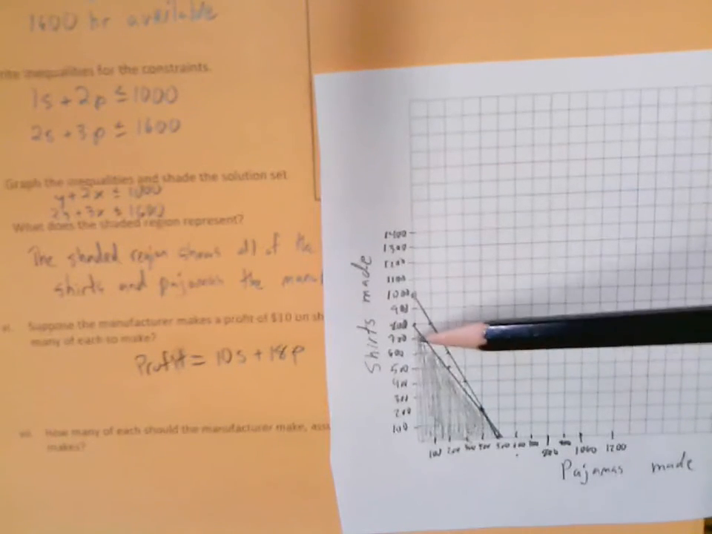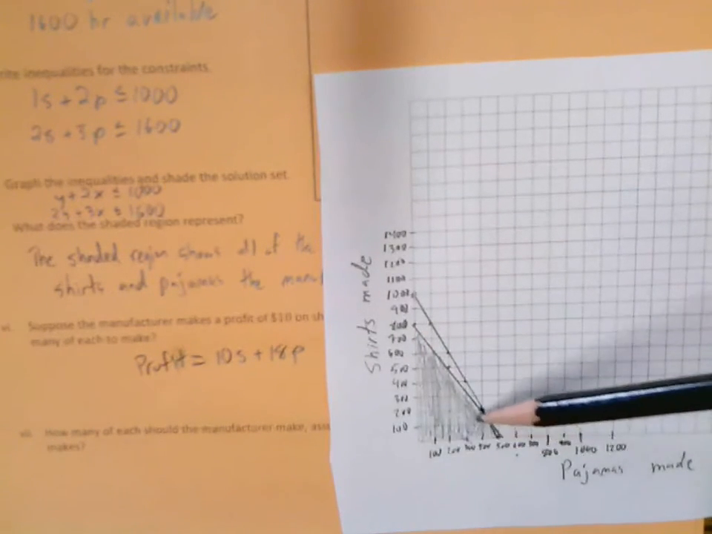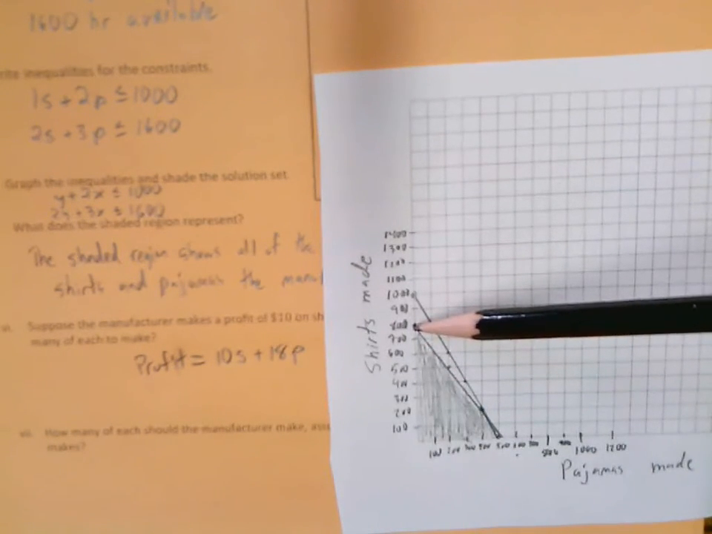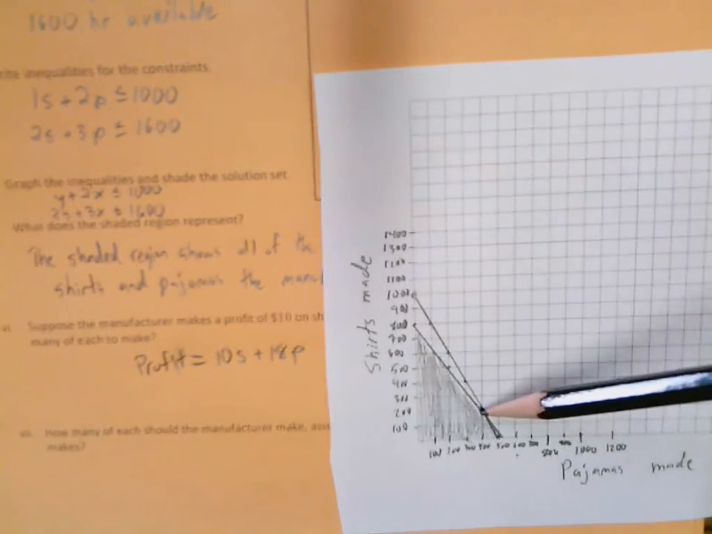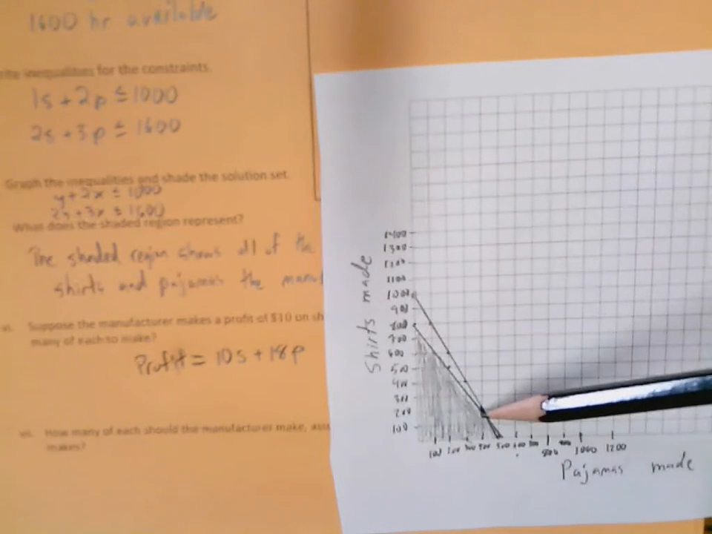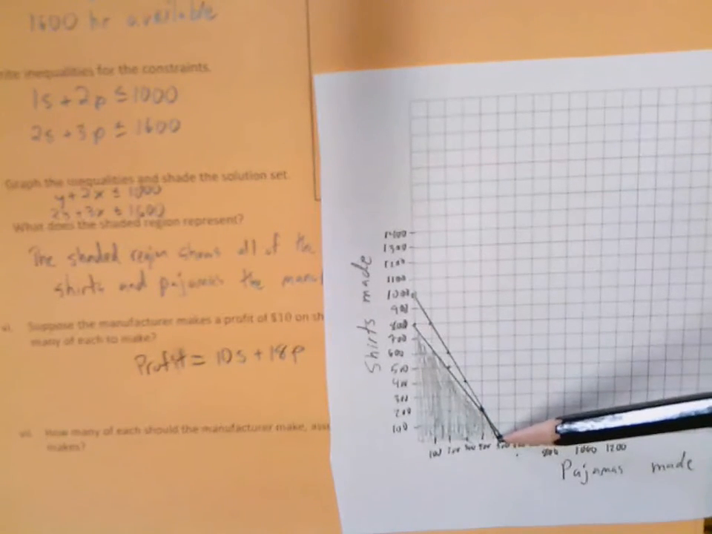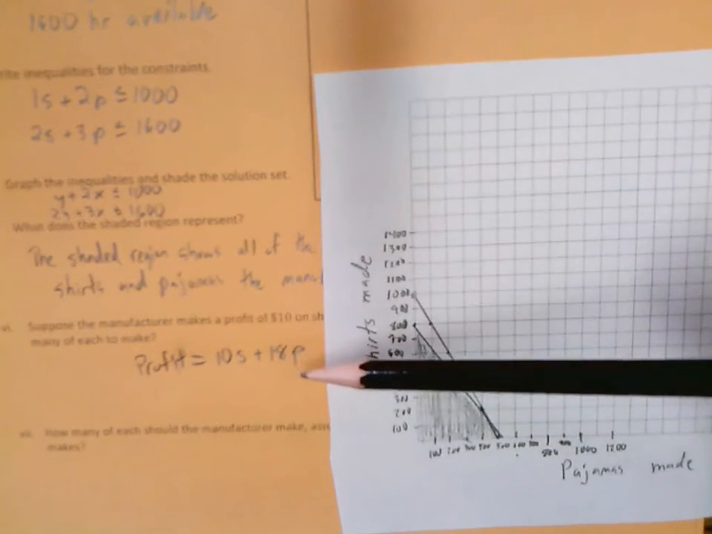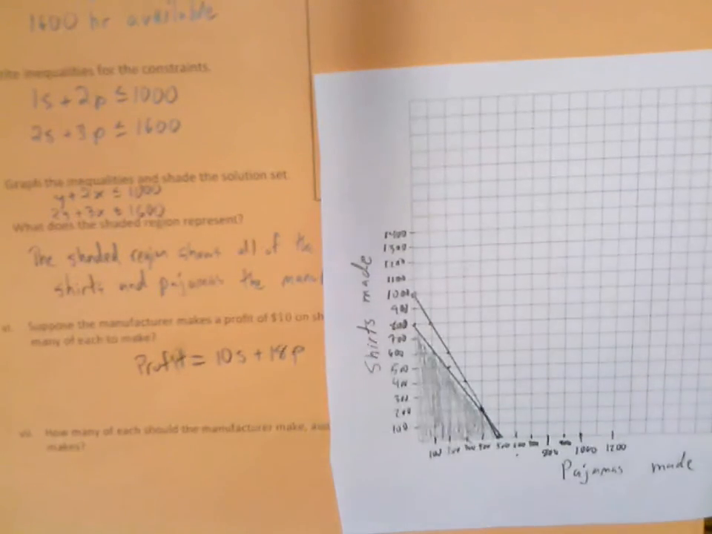It's either going to be one of my corner points here at the outermost part of this graph. It could be this point here, which is 800 shirts and 0 pajamas. It could be this corner point here, which is 400 pajamas and 200 shirts, or it could simply be 500 pajamas and 0 shirts. So I should try each of those 3 points in this equation and see which of them is going to give me the most, that would help me decide how many of each the manufacturer should make. So go ahead and try that on your own and figure out which would be the best profit.